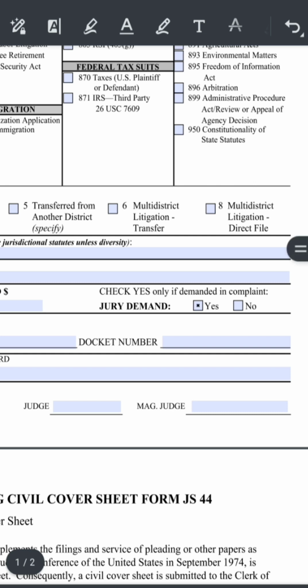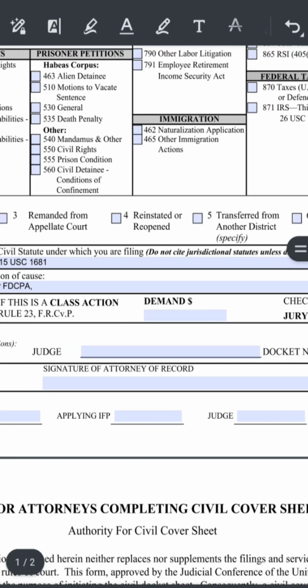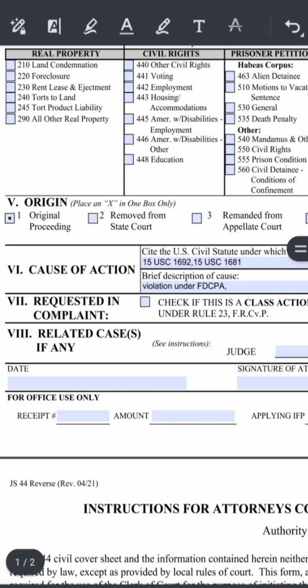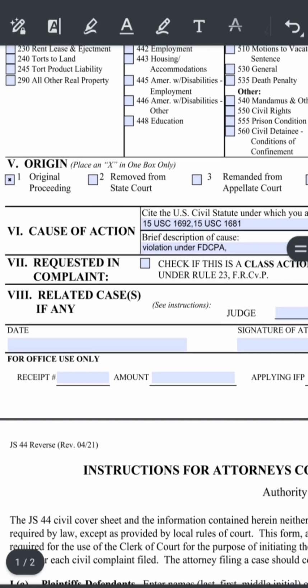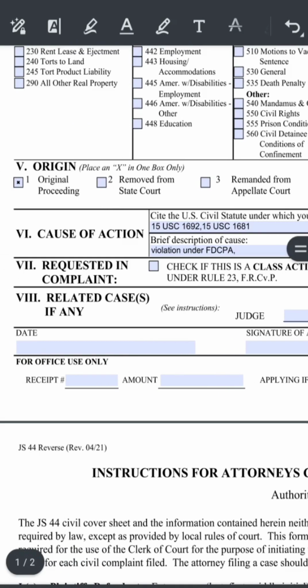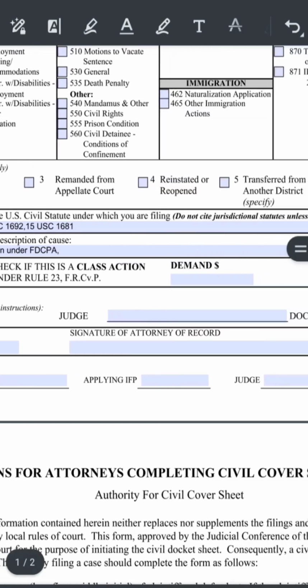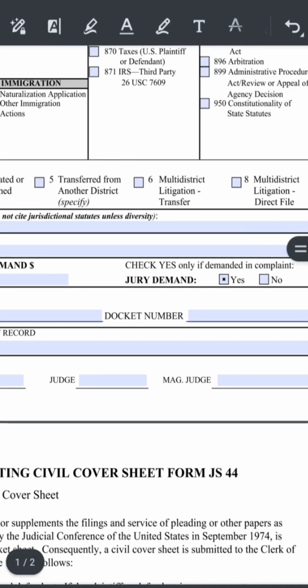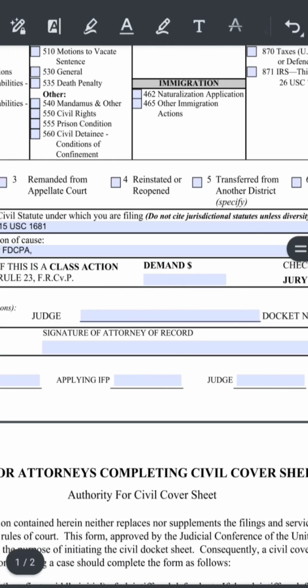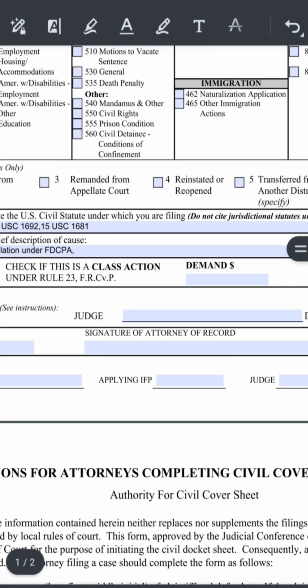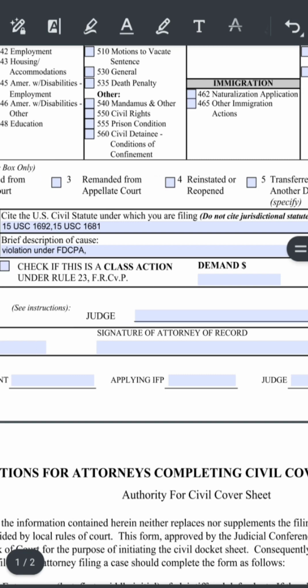Okay, jury demand, I would put yes, me personally, because that kind of puts the fear in people to let them know we're not playing no games. We're not here to mess around. We're going to take it to the farthest extent that we have to. Now, you don't have to worry about the other stuff. That's for the judge and all of that. Like I said, if it's something that you're missing, these people will tell you.